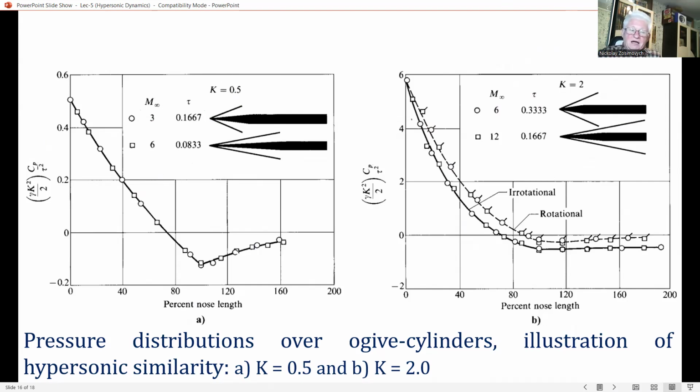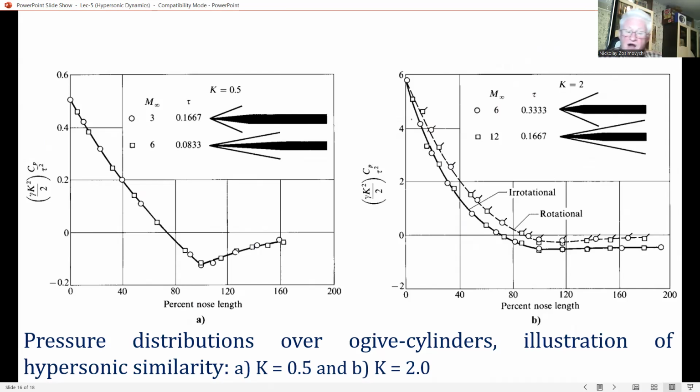So the hypersonic similarity says that the two sets of data should be identical, which is clearly the case shown in this experimental graph. And we can see from M infinity 3 and 6 they are all identical. A similar comparison is made in the right figure, except for a higher value of the hypersonic similarity parameter, namely K equal to 2. The conclusion is the same.